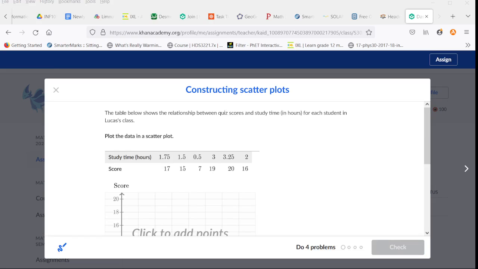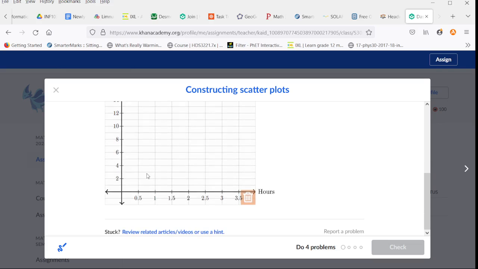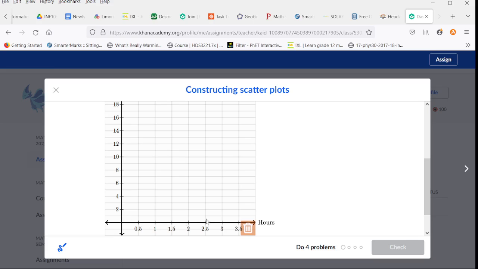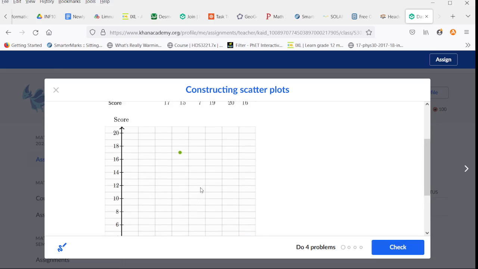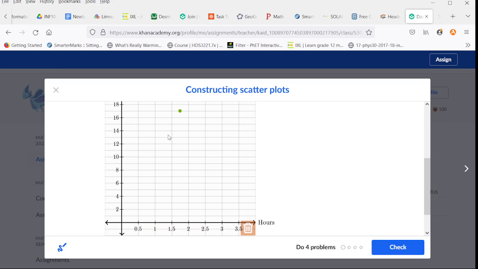So the key with scatter plots is remembering that the data is going to be scattered throughout our grid. In this case, we have a study time of 1.75 hours and a score of 17. So the study time of 1.75 will be down here. That's the hours, half of between 1.5 and 2. That produced a score of 17. So we click there.